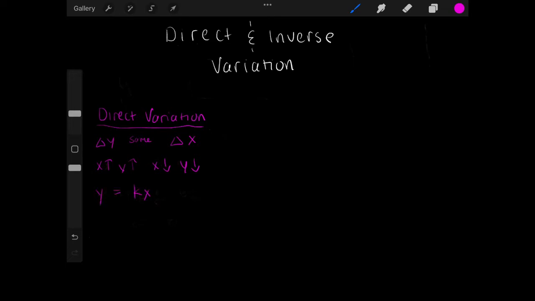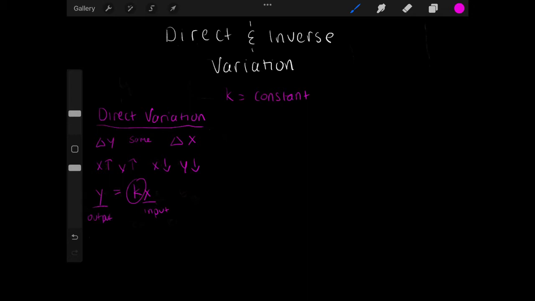Now, y equals kx, what does this mean? Well, x is our input, y is our output, but what is k? K, in both direct and inverse variation, is equal to our constant term. So it's the term that stays the same. It doesn't change, it's not a variable.